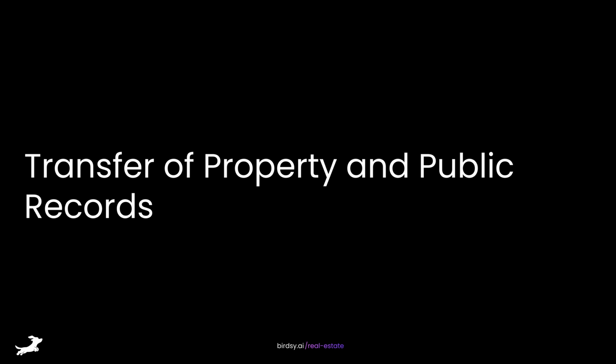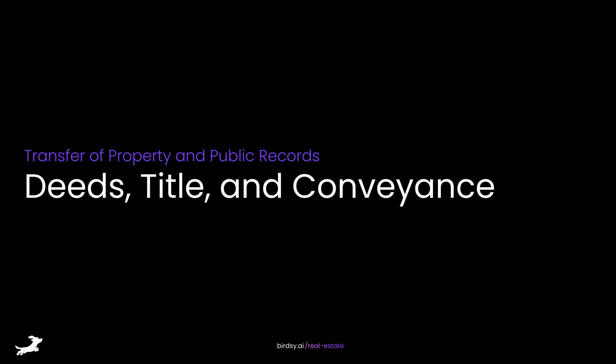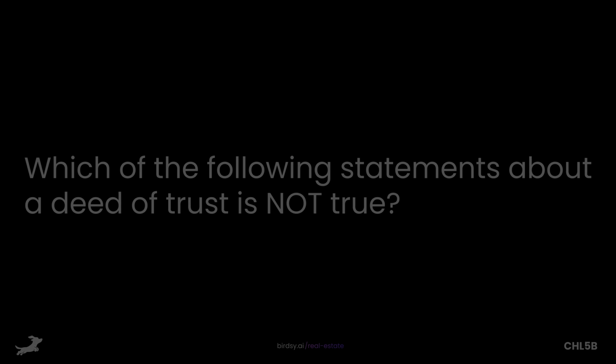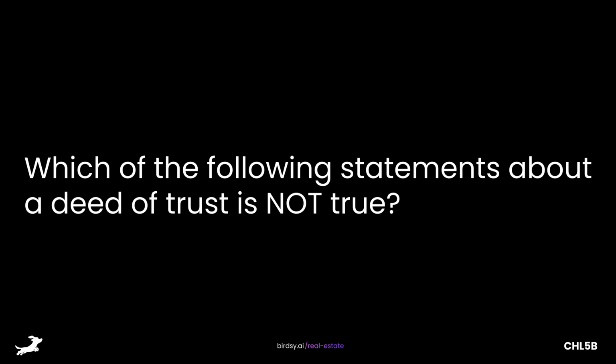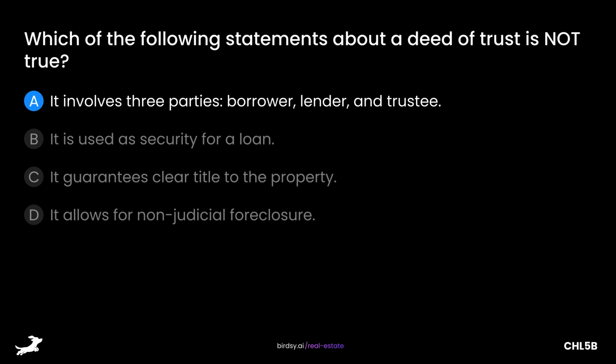Transfer of property and public records. Deeds, title, and conveyance. Which of the following statements about a deed of trust is not true? Is it A, it involves three parties, borrower, lender, and trustee? B, it is used as security for a loan? C, it guarantees clear title to the property? Or D, it allows for non-judicial foreclosure?